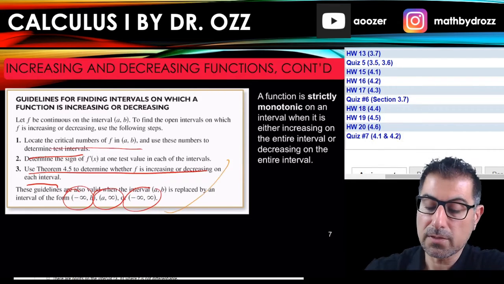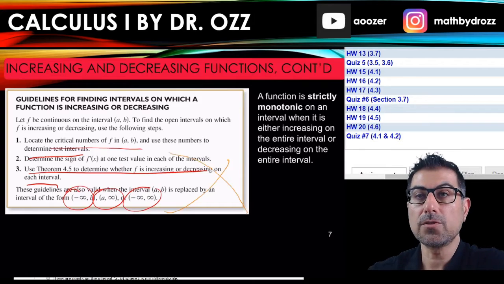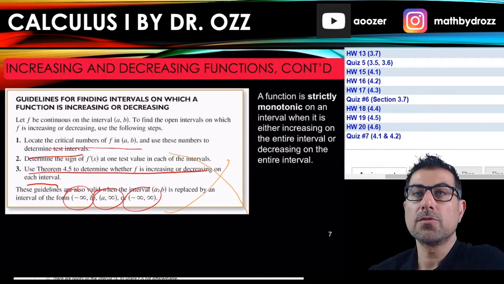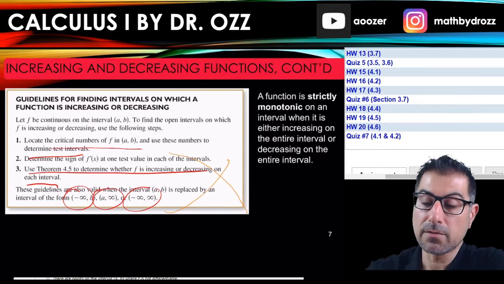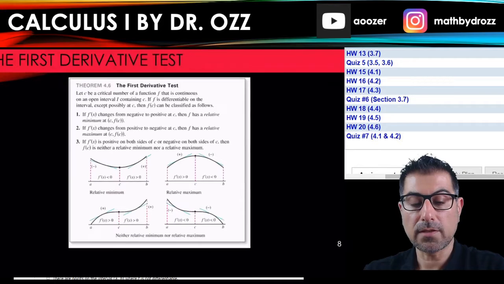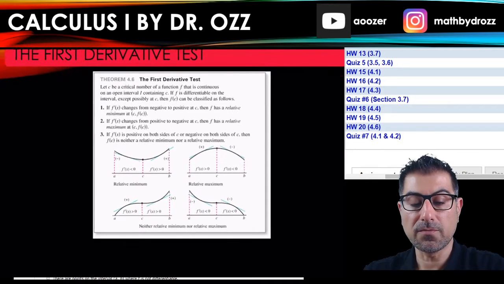So if you see a function like this, that's decreasing. But it should increase or decrease all the way to call a function monotonic, strictly monotonic on an interval. Okay, let's keep going, and I think the next section was talking about the first derivative test.